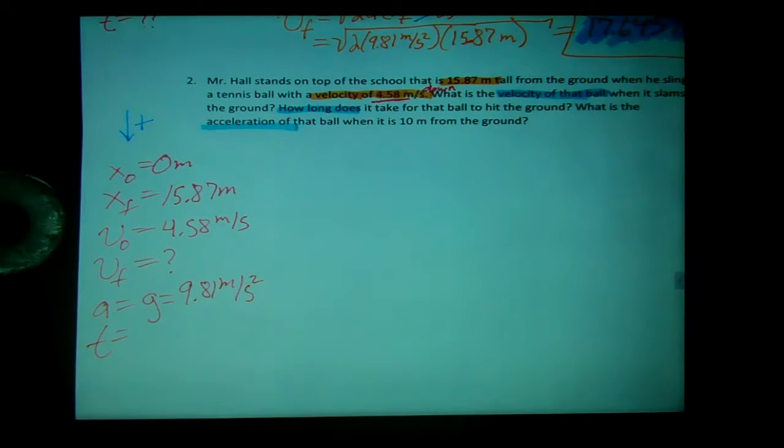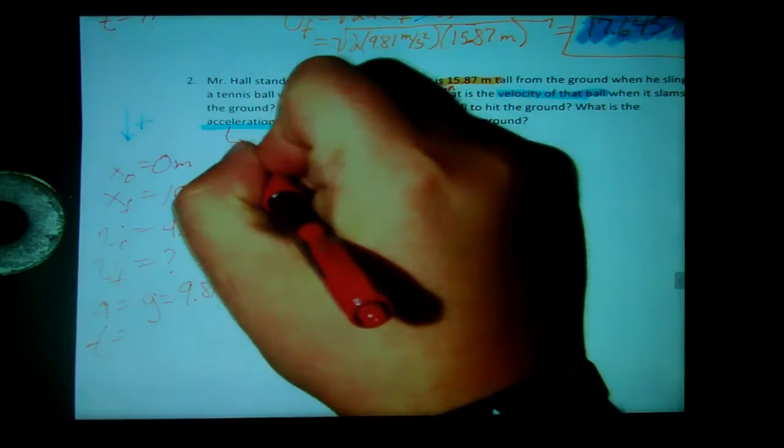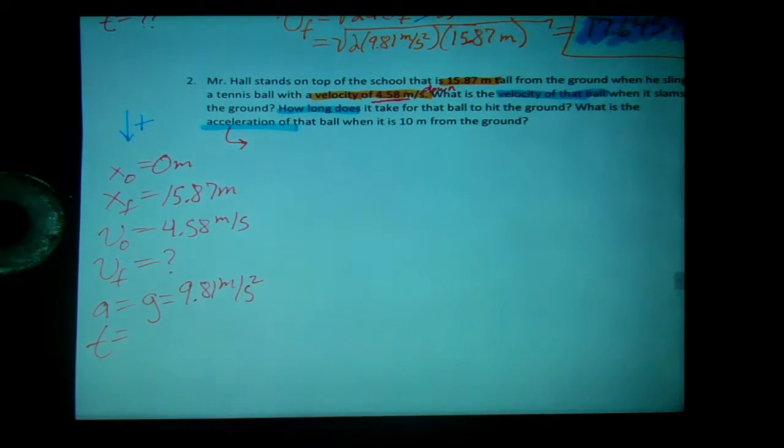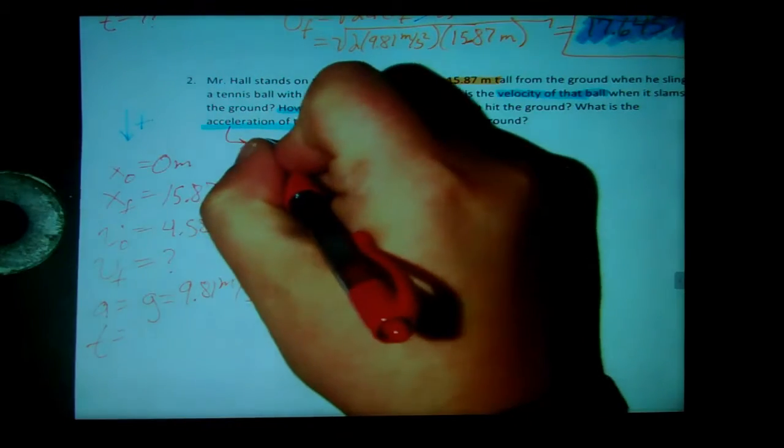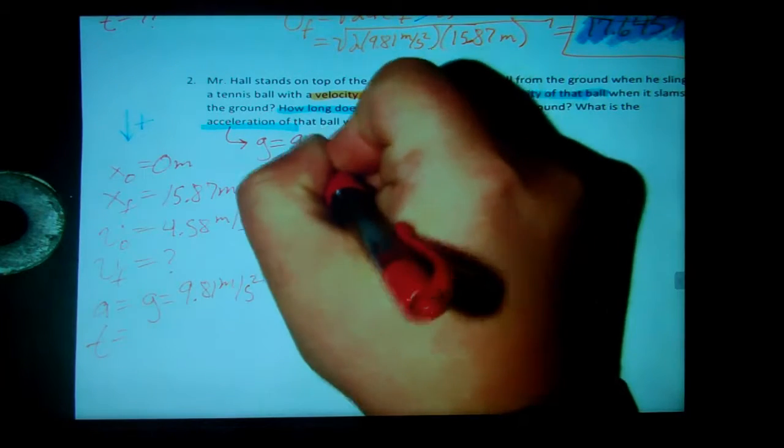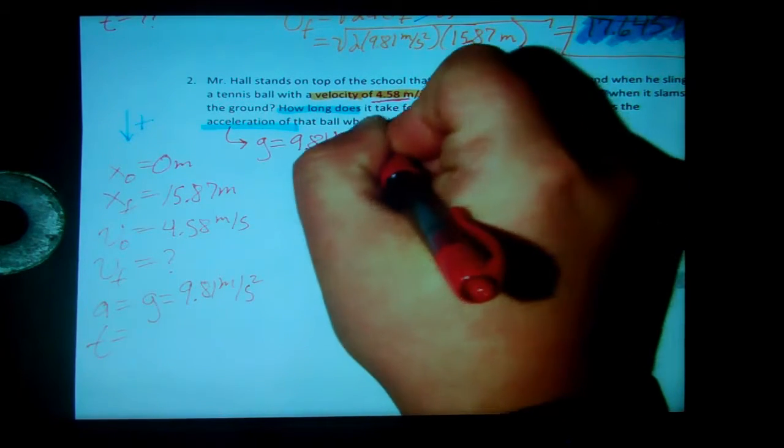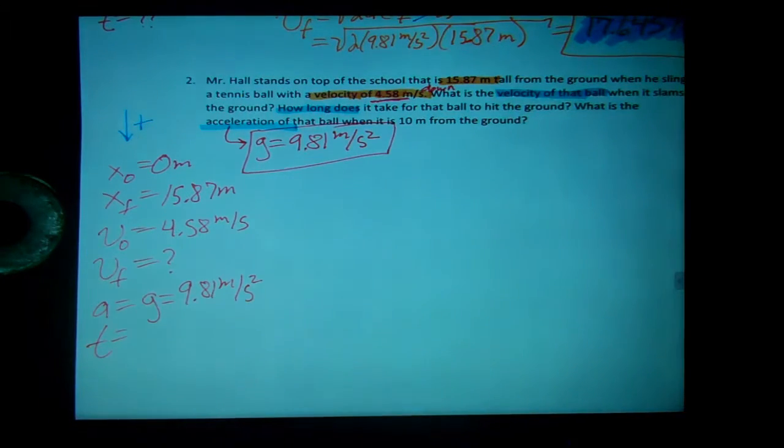Let's say you jump off a building onto a trampoline. What's accelerating you? Gravity. Does gravity change whether you're 10 meters in the air or 10 meters down? It doesn't change. So what is acceleration? That was kind of a trick question, but a give-you question. Acceleration is gravity, 9.81 meters per second squared, and it does not change. It stays the same.